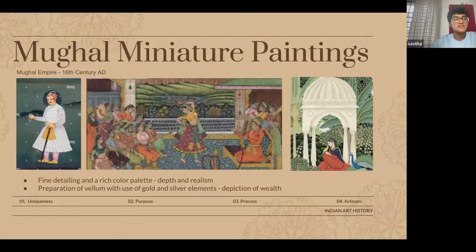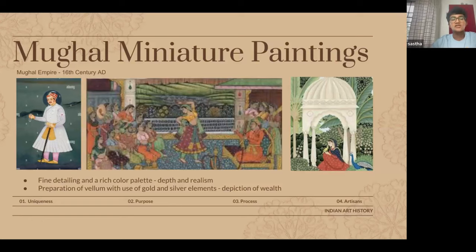The use of delicate brushwork, often with brushes made with squirrel hair, and the depiction of intricate details such as the patterns on the clothing, facial expressions, and even individual leaves on trees. The primary purpose of Mughal art forms was to document and glorify the achievements and daily lives of the Mughal emperors. These paintings served as historical records, illustrating events such as coronations, battles, and royal processions. They also captured the emperors' love for nature with detailed depictions of gardens, animals, and birds.